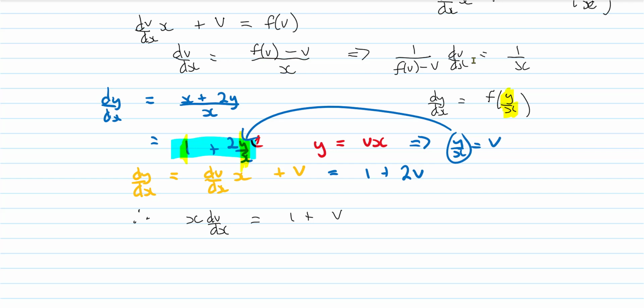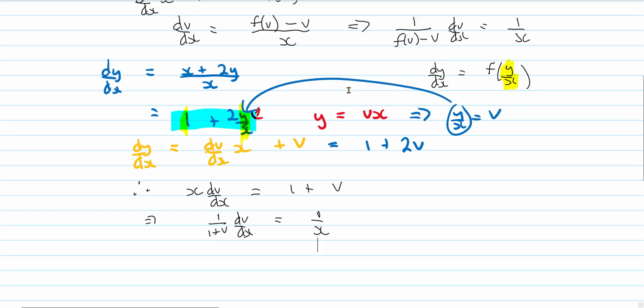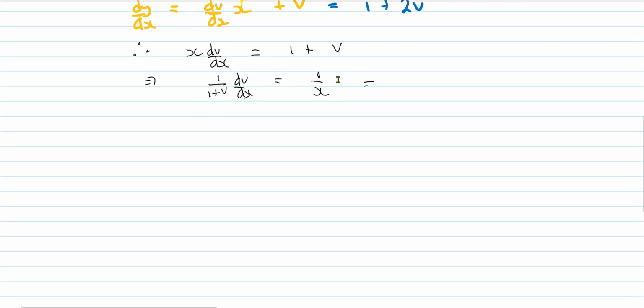If I divide both sides by x and both sides by 1 plus v, that means we get 1 over 1 plus v, dv/dx, is equal to 1 over x. Now we can use our integral sign here. Let's just scroll down a bit. So what does that mean? That implies that the integral of 1 over 1 plus v dv is equal to the integral of 1 over x dx.